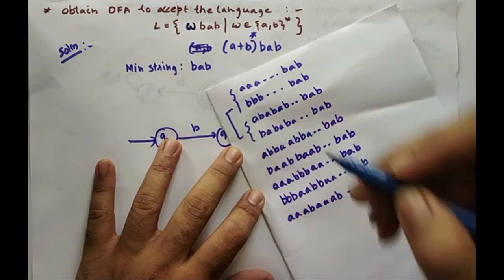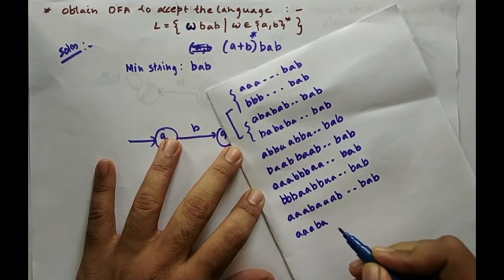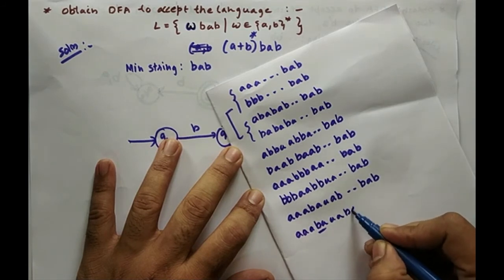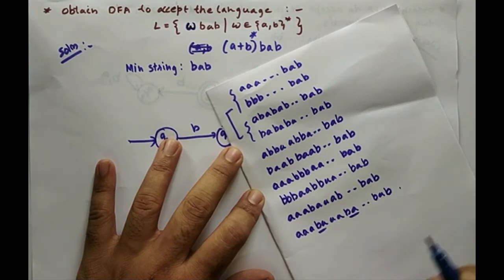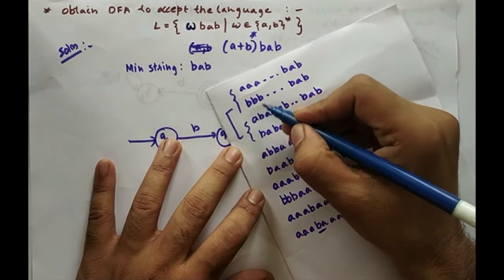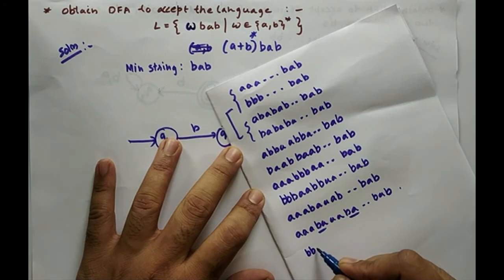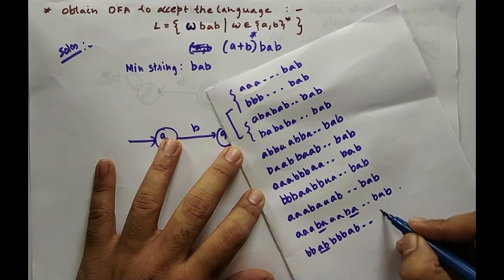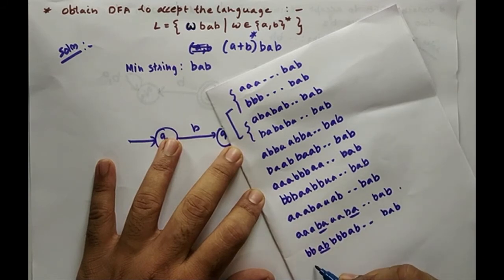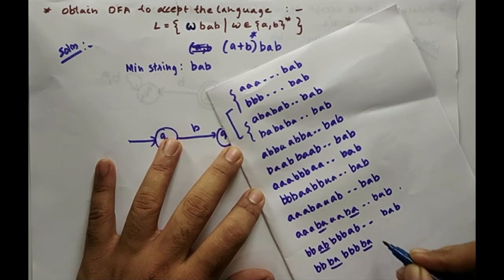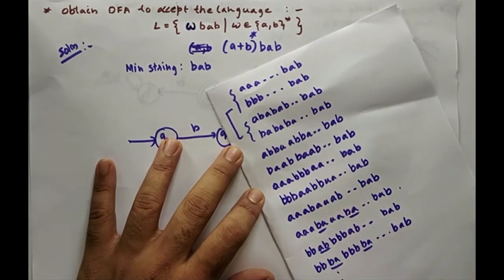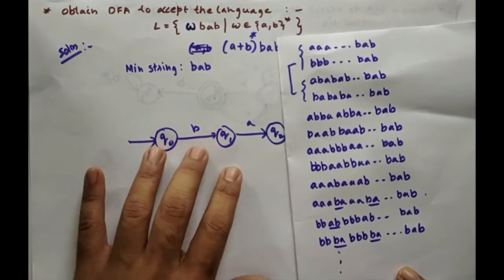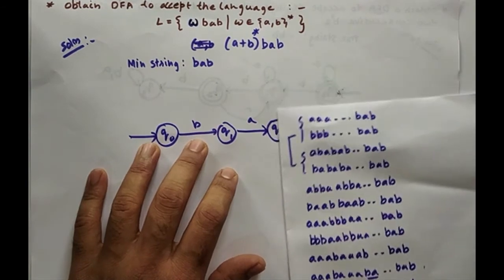Then take A's and BA, some A's and BA, some A's and BA and so on ending with BAB. Then the same thing you do with B's and AB, some B's and AB, some B's and AB ending with BAB, and then some B's and BA, some B's and BA ending with BAB. And then there are more combinations, but with these combinations I think it can give you the required automata.